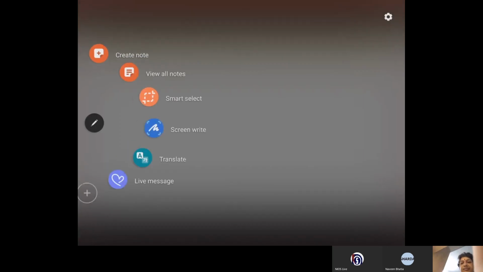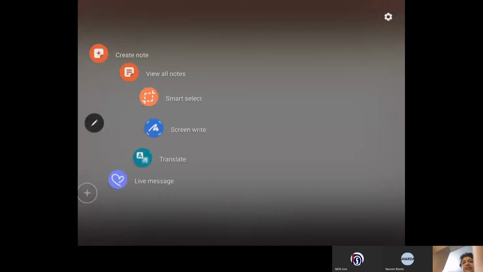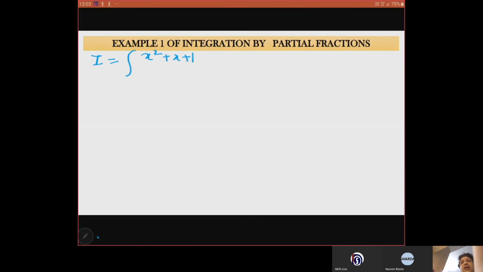Okay, so let me take one example here. Suppose I have to integrate, I'm taking I as the integral of x squared plus x plus 1 upon x plus 1 whole square into x plus 2, dx.